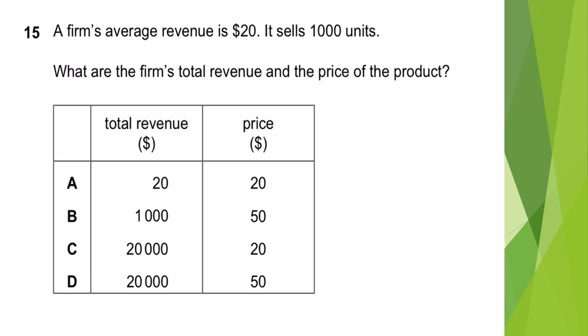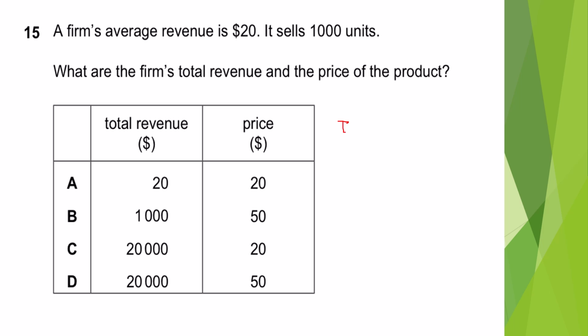15. A firm's average revenue is $20 and it sells 1,000 units. What are the firm's total revenue and price of the output? First of all, we need to find average revenue. Remember that the average revenue of the firm is equal to the price of the firm, and it sells 1000 units. So what is the total revenue?